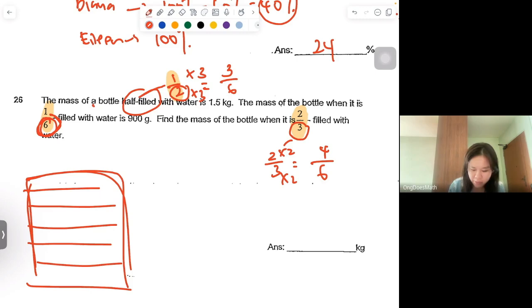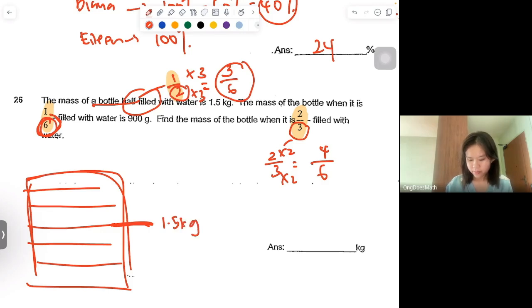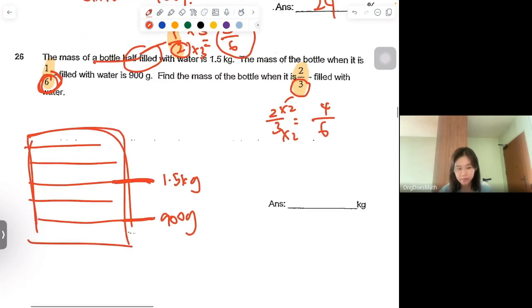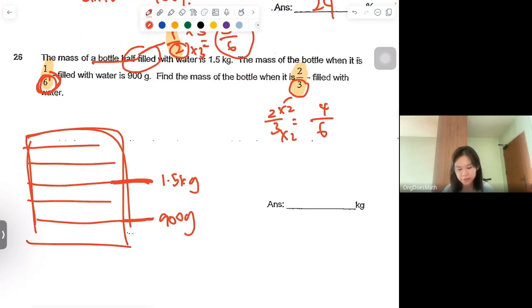So the mass of the bottle when it is half filled with water, which is 3/6 filled with water, is 1.5 kg. So if the water level is at the third level, the mass is 1.5 kg. Then when it is 1/6 filled with water, so when the water level is at the first marking, the mass is actually 900 grams.